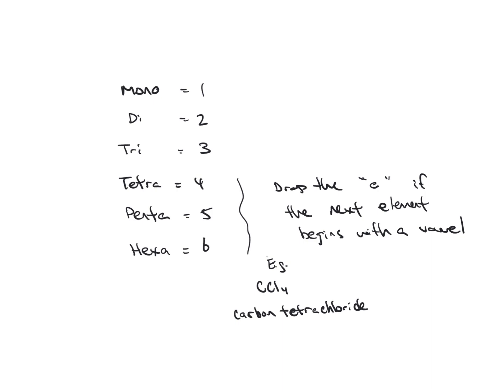But if something starts with a vowel, like, let's say C2O4, that would be dicarbon tetroxide. We drop the A if the next one starts with the vowel, and we just go tetroxide.